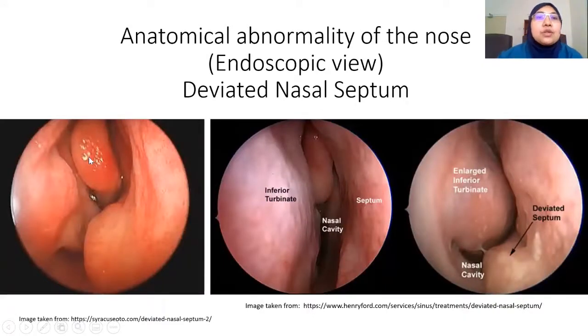So this is an endoscopic view of a nostril. Endoscopic means we put in the scope and this is what we see. Okay, so this is the septum. How do you know whether this is a septum or turbinate?